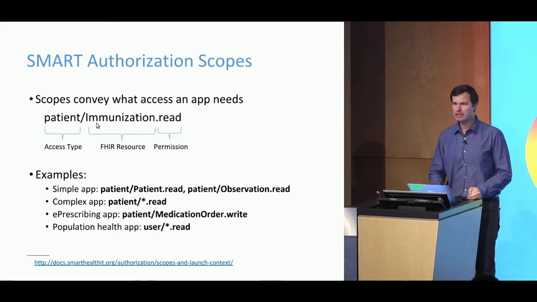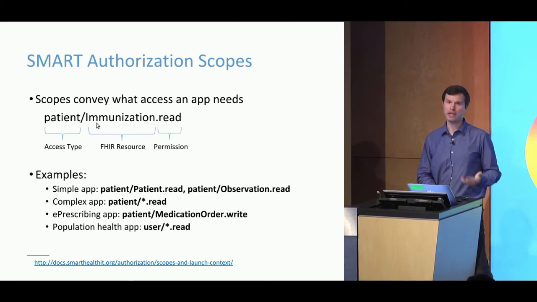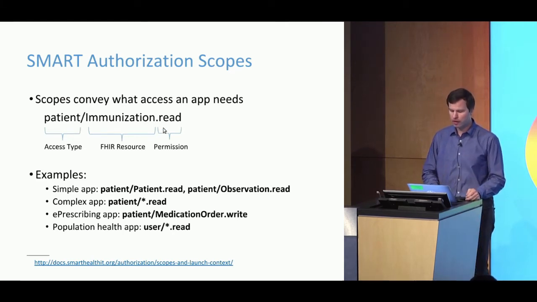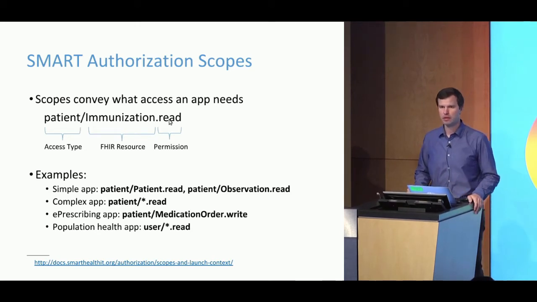Well, this is an app that basically needs to access data about one patient, the patient that's currently in context. So that's what this first slot here means. When we say patient, that's the access type. Then we get into which FHIR resources we need to read. In this case, the FHIR resource would be immunization. And then we get into the particular interactions. So here, the permission that we need is to read those immunizations.